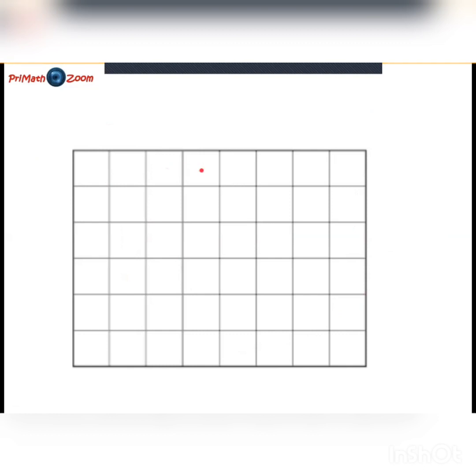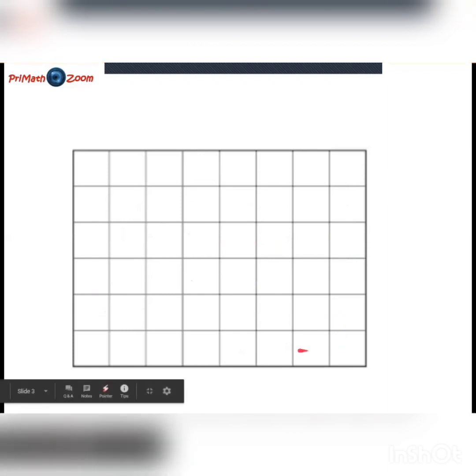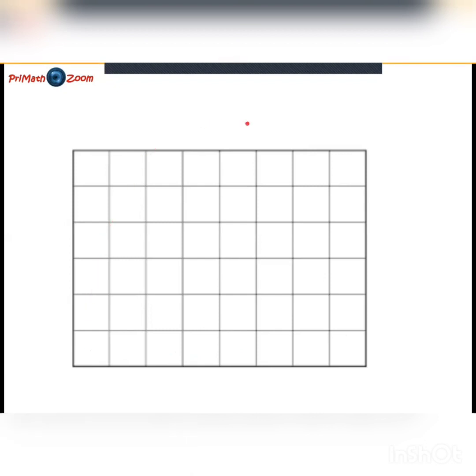1, 2, 3, all the way up to 48. So we could say that this took up an area of 48 squared units.